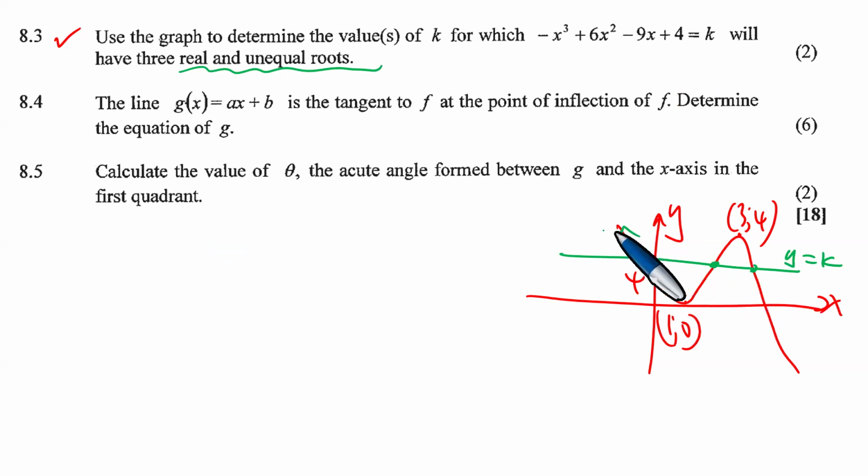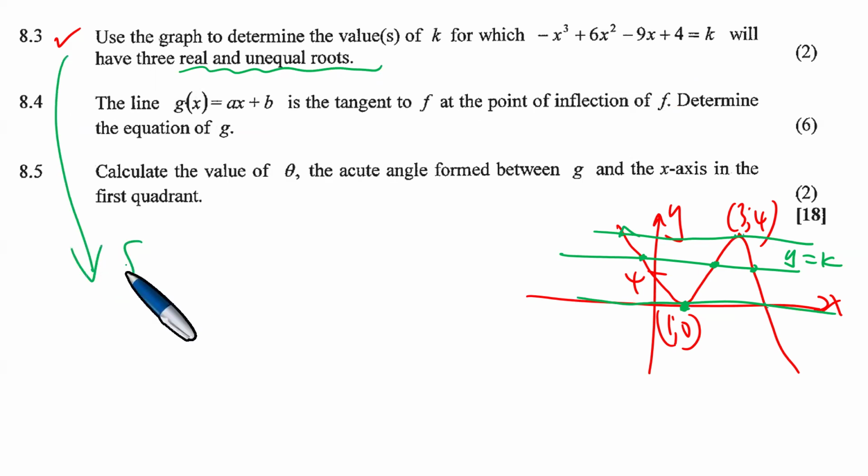So they're unequal, but if the graph is to touch here, it's going to have three roots, two of which will be equal. So if it cuts here as well, because this is a cubic function, there's going to be three roots, but two will be repeated here, and it's going to be a different root there. So to make sure that we have three real and unequal roots, that means, therefore, we have that our k is between 0 and 4.